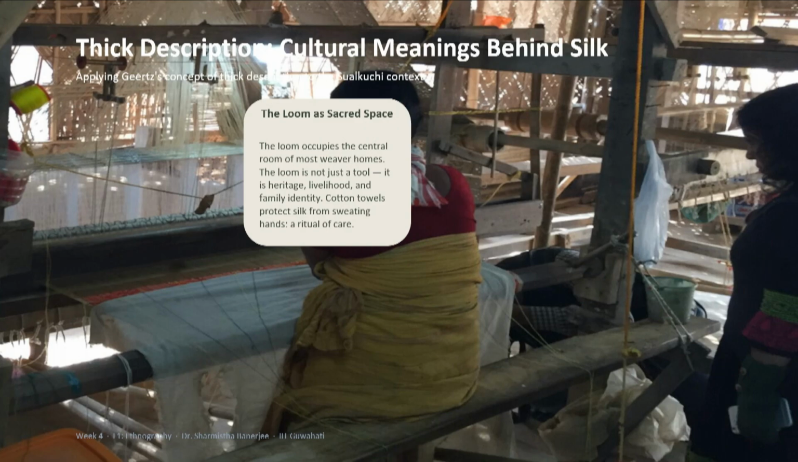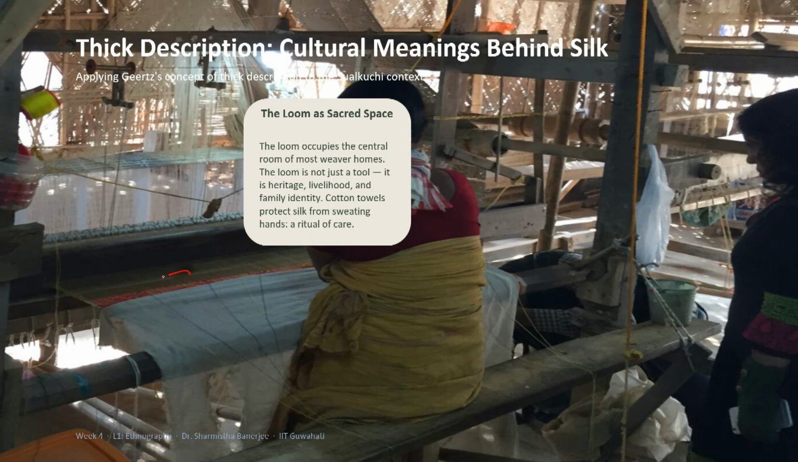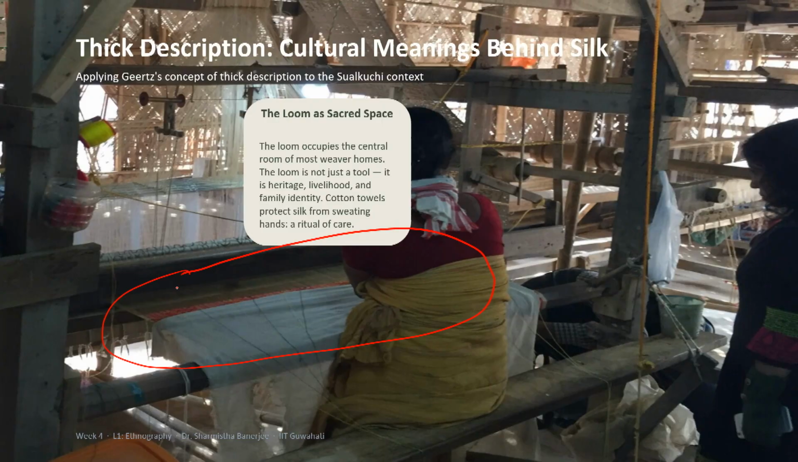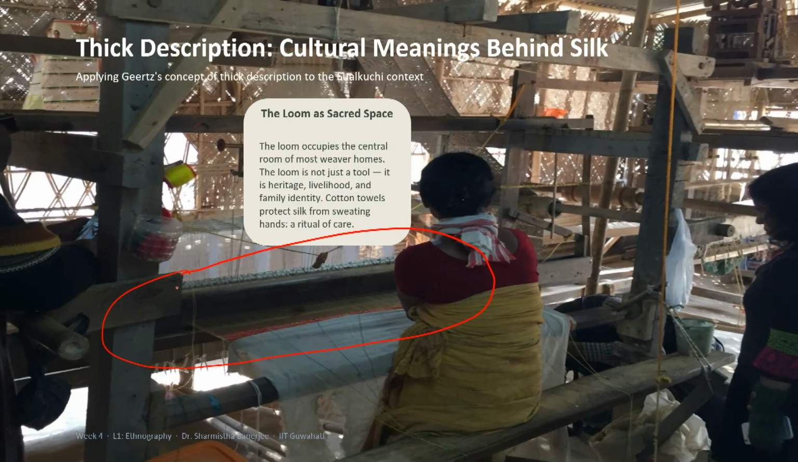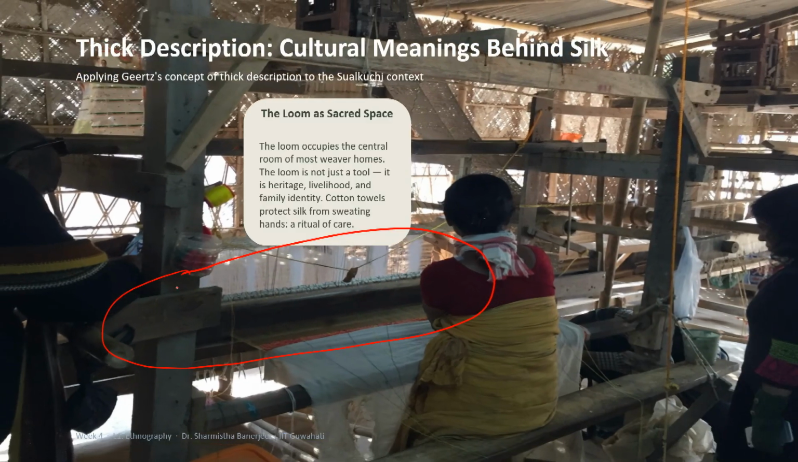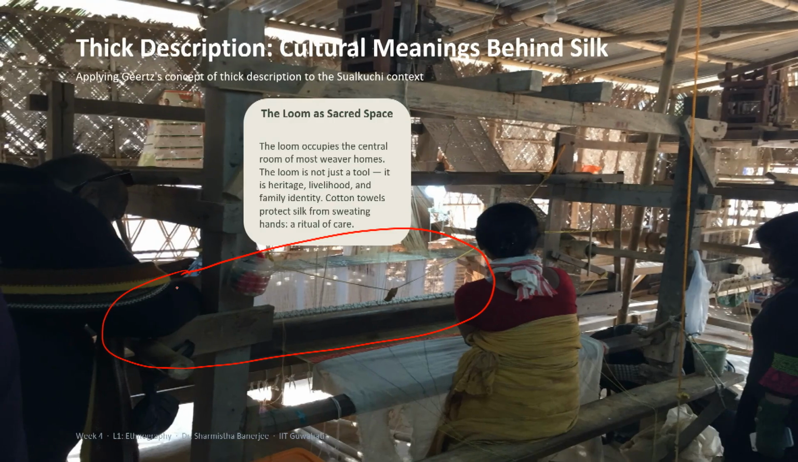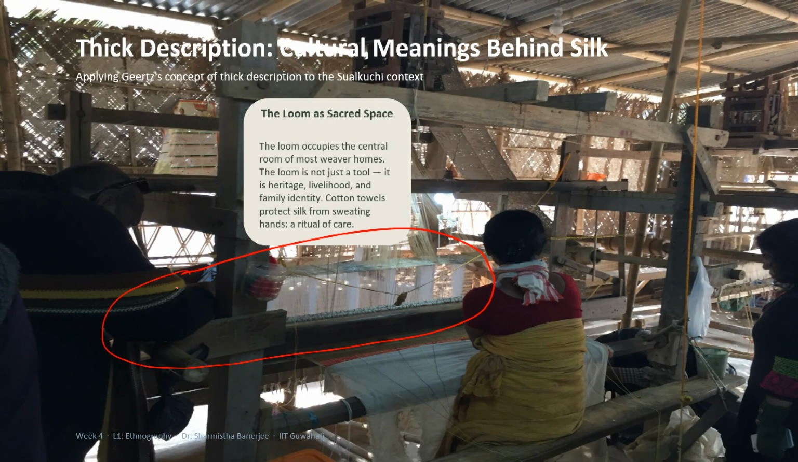Because the loom occupies the central room of most weaver homes. The loom is not just a tool, it is a heritage, it is a livelihood and family identity. You can see when they are doing this weaving process, there is something which is covering the woven part. So they use cotton towels which protect the silks from sweating hands, and it is a ritual of care. You will see there are many other weaving clusters across the country where weaving happens, but they do not protect the part which has been woven already by using a cotton garment the way it happens over here.